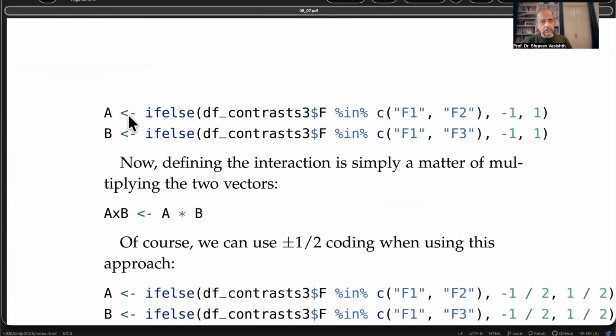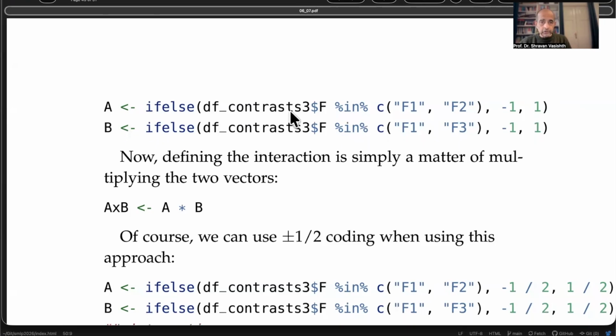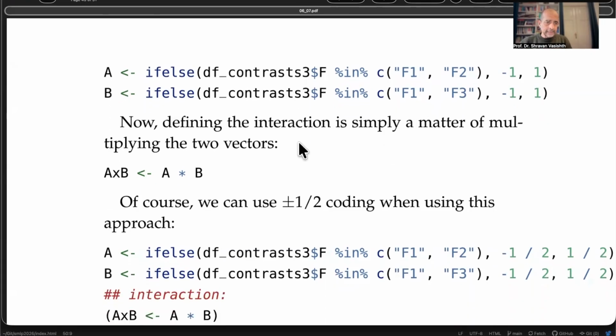So something like this, for the A and B conditions, I could say if the factor levels contain F1 or F2 coded as -1, otherwise +1. Of course, I just got done saying that you should use +½ and -½, but now again I'm using +1, -1. It's just for illustration. Okay, so don't take this to heart. Same thing for B. I could do +½, -½ or +1, -1 for the coding. So this is something I often do when I have a simple 2x2 design, right?